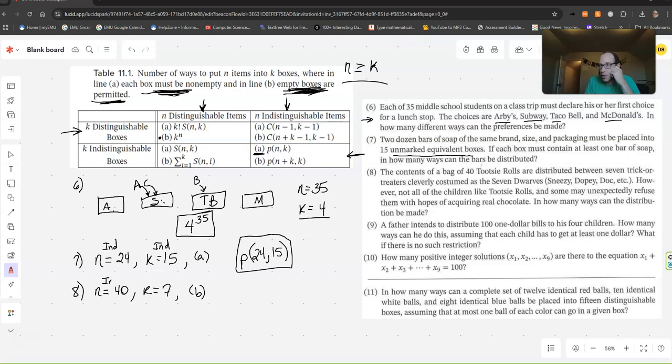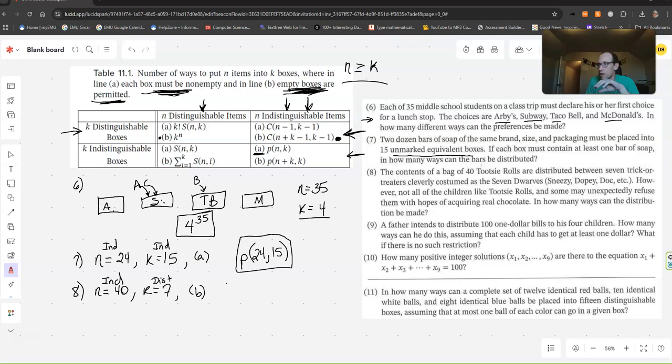These Tootsie Rolls are indistinguishable, whether I put the first two in Happy's bag or Sneezy's bag and one in Dopey's bag. It's not going to matter if I put the first one in Dopey's bag and the next two in Happy's. The Tootsie Rolls themselves are indistinguishable, whereas the dwarves are distinguishable. So if Sneezy gets 7 and Dopey gets 3, that's different than Dopey getting 7 and Sneezy getting 3. So this puts us at indistinguishable items, distinguishable boxes, and part B.